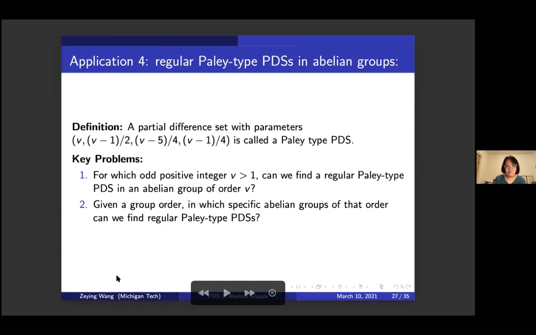And there are 2 key problems. The first one is we ask for which odd part of the integer v can we find a regular Paley type PDS in an abelian group of order v. Okay, so that's the first question. And the second question is, given a group order, in which specific abelian groups of that order can we find the regular Paley type PDS? So the first one asks about what kind of order you can find regular Paley type PDS. The second one asks about the group structure, right? What I focused on is question 1, all right?